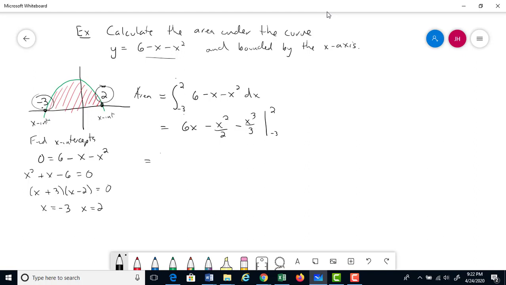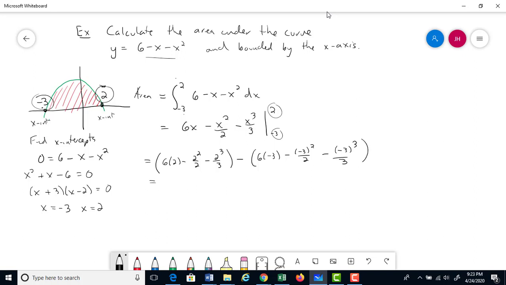So what we first do is we're going to plug in the function. Remember, it's going to be the top number first, so it's going to be 6 times 2 minus 2 squared over 2 minus 2 cubed over 3. And then we're going to subtract what we get when I plug in the bottom number, so this is going to be 6 times minus 3 minus minus 3 squared over 2 minus minus 3 cubed over 3.